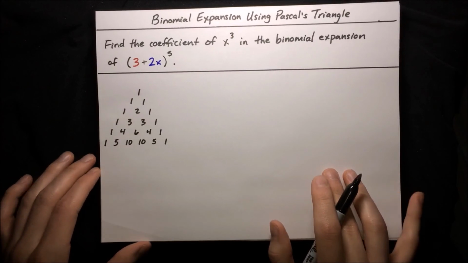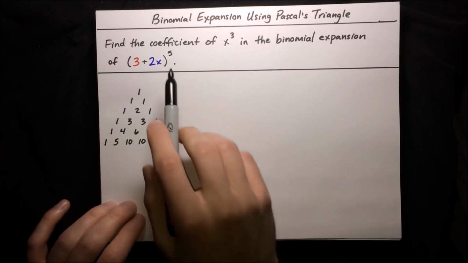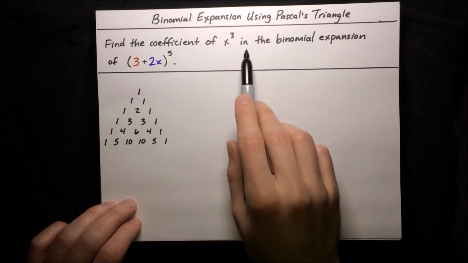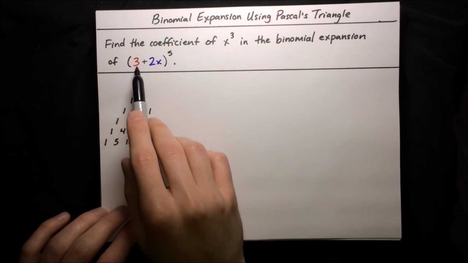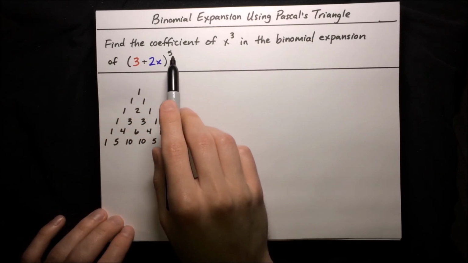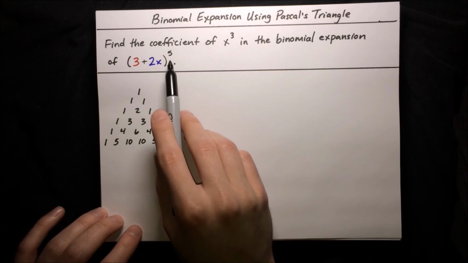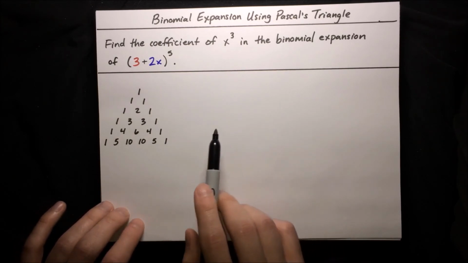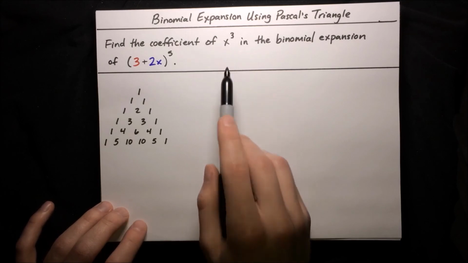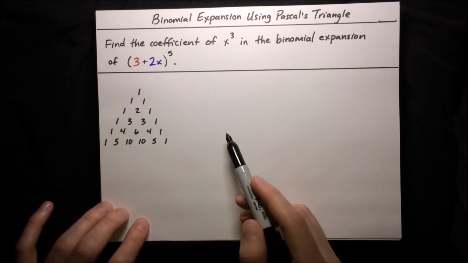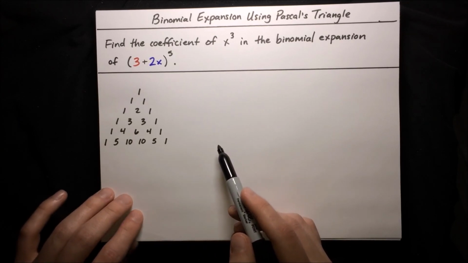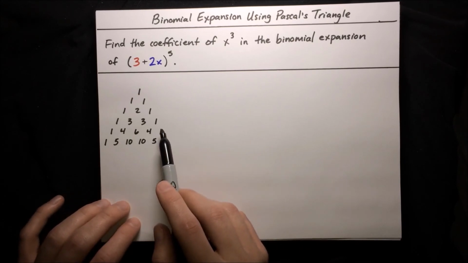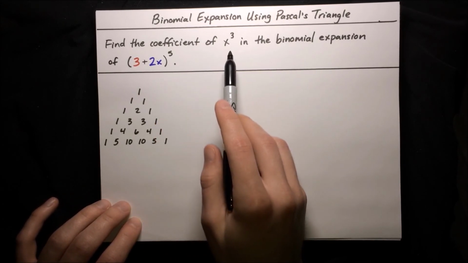Here's our last problem here. We want to find the coefficient of x to the third in the binomial expansion of 3 plus 2x to the fifth. Now, one way to do this problem is to go ahead and do the whole binomial expansion and then pick out the x to the third term and look for that coefficient. But as we saw in the previous example, that takes a bit of time. So why don't we look at this a smarter way?